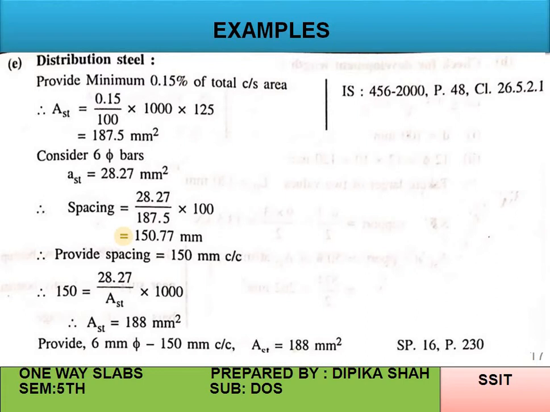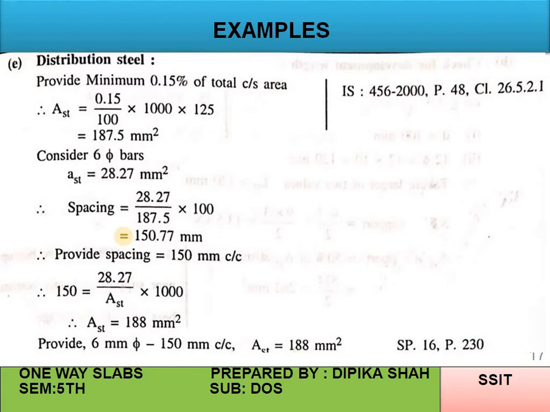So we will find AST by putting the equation of AST: PT B D upon 100. So here PT is 0.15, B is 1000 and D is 125. Here we will take overall D. Remember this thing, while we are providing a distribution steel, then we will take the whole depth, right? D is 125 mm. Consider 6 dia bars.